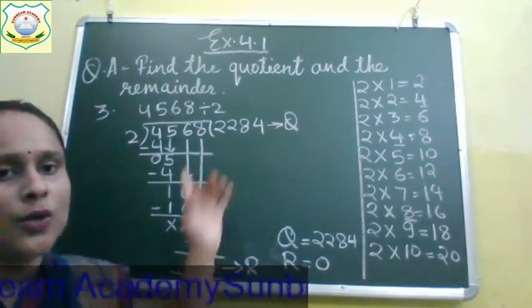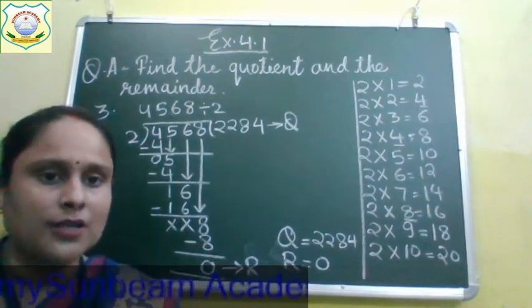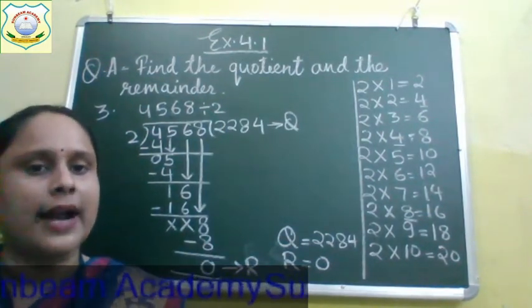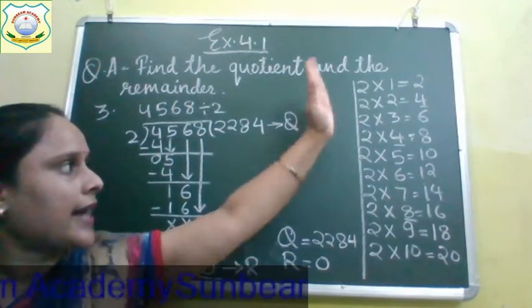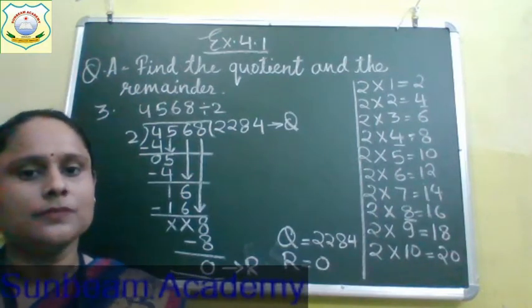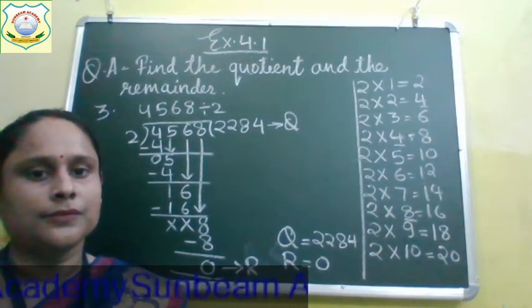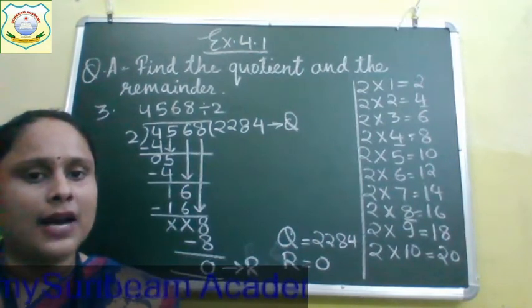And children, mention quotient and remainder because this is what question is asking. In question, we have to find the quotient and the remainder. At the side of your notebook, draw a line, write the table. Now children, copy it down fast.